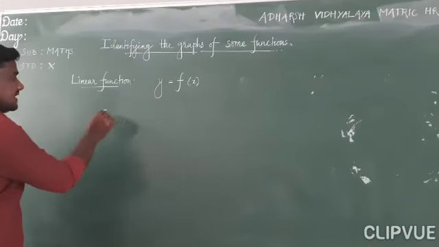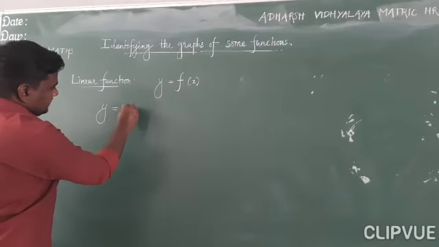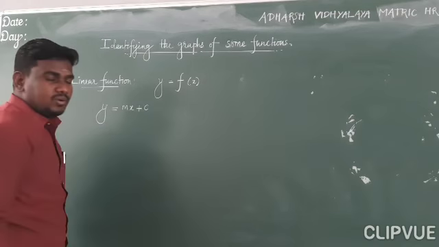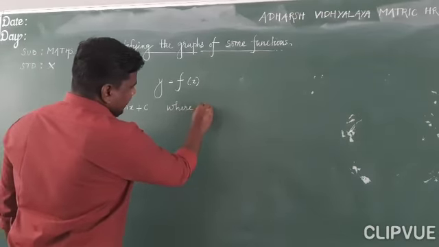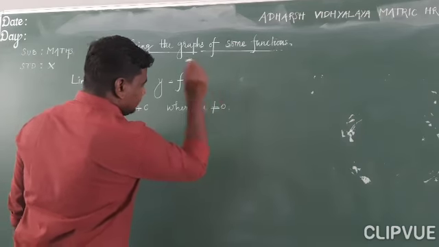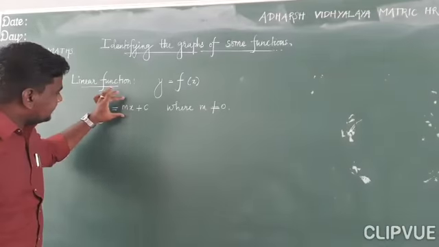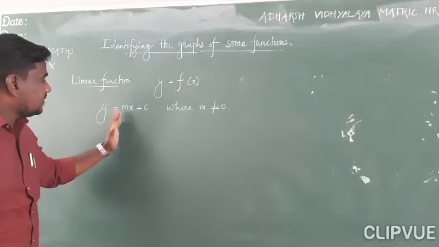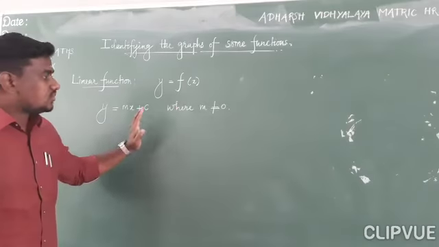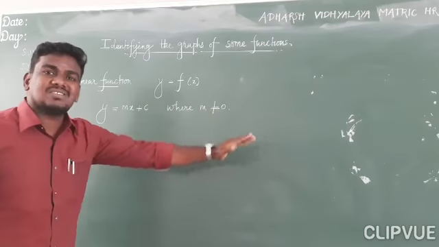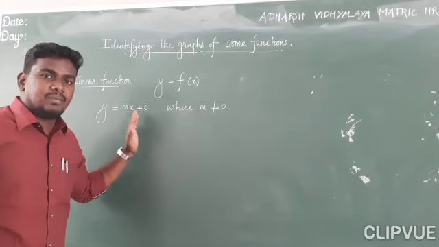So now the general form of a linear function is y is equal to mx plus c, where m is not equal to 0. The coefficient of x is m. If it is equal to 0, when we multiply by the variable it becomes 0. That's why it is clearly stated that m is not equal to 0. This m is the coefficient of the variable x.